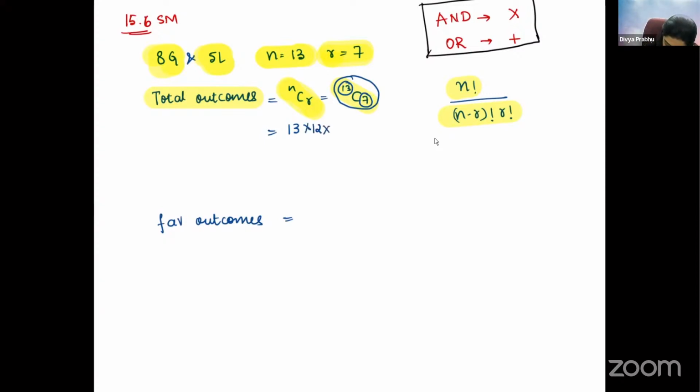13, 12, 11, 10, 9, 8, and the seventh number. 1, 2, 3, 4, 5, 6, 7. Okay, so you start with 13 and multiply in descending order. How many times? 7 times, r number of times, divided by just r factorial. What is r? 7. So 7 factorial, which is 7 into 6 into 5 into 4 into 3 into 2 into 1. Can you calculate and tell me what is the total outcomes?